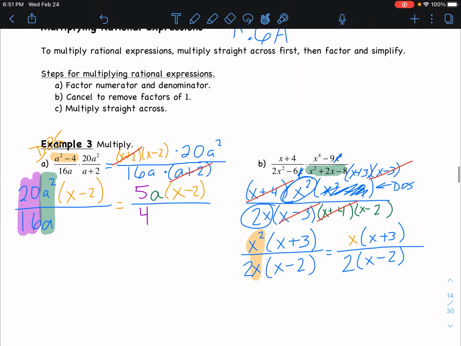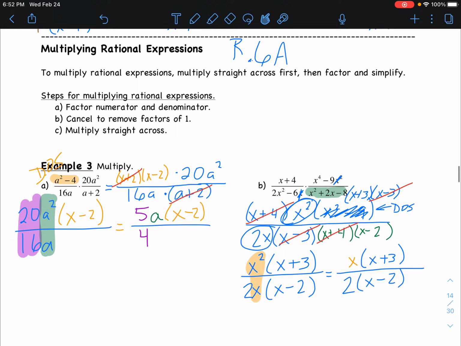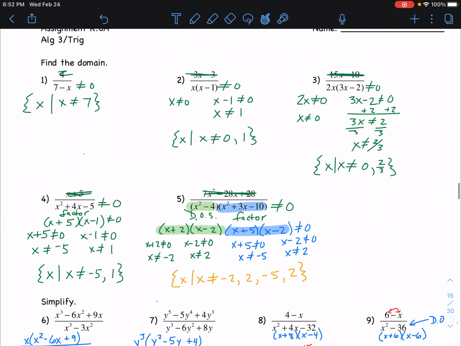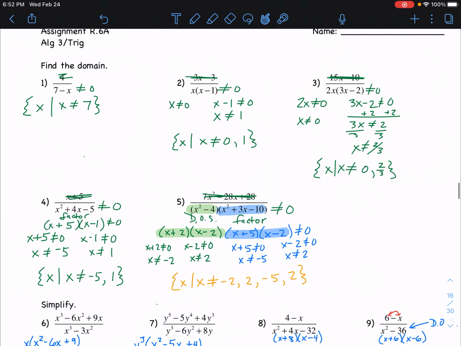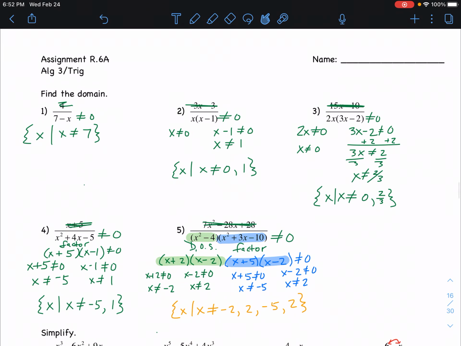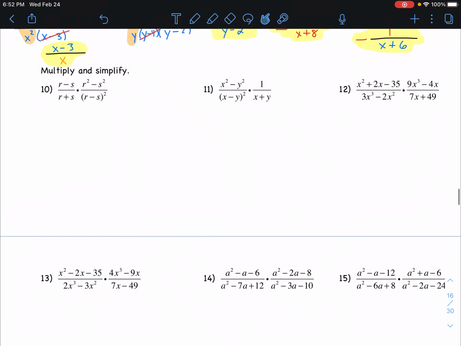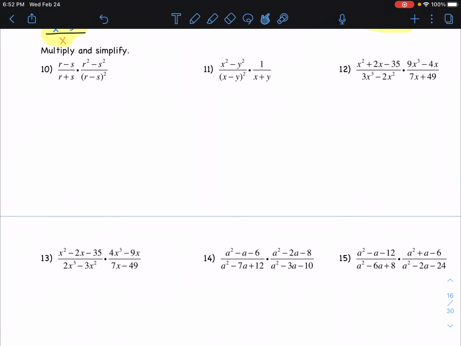Okay, so we just learned how to multiply rational expressions. I'll save dividing for another part. But I want to go down to find the page for assignment R.6A. And how many are here? 3. I'll do 1 or 2 more, then I'll let you guys go on your own.